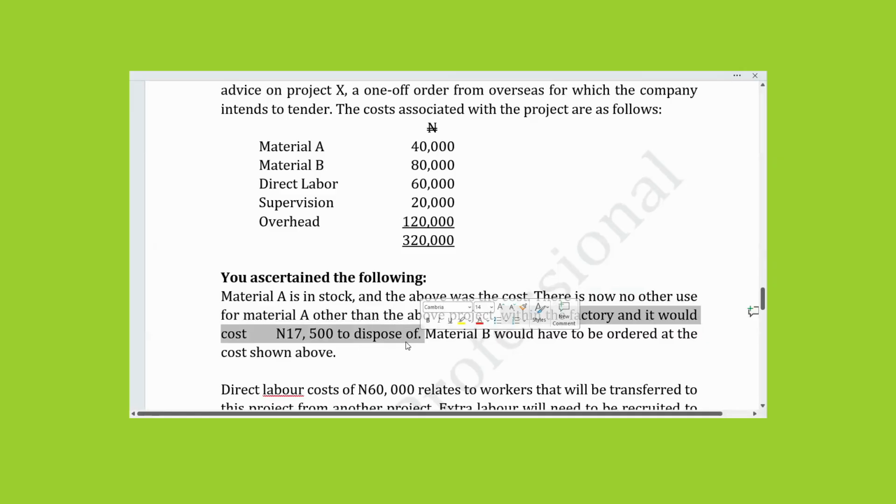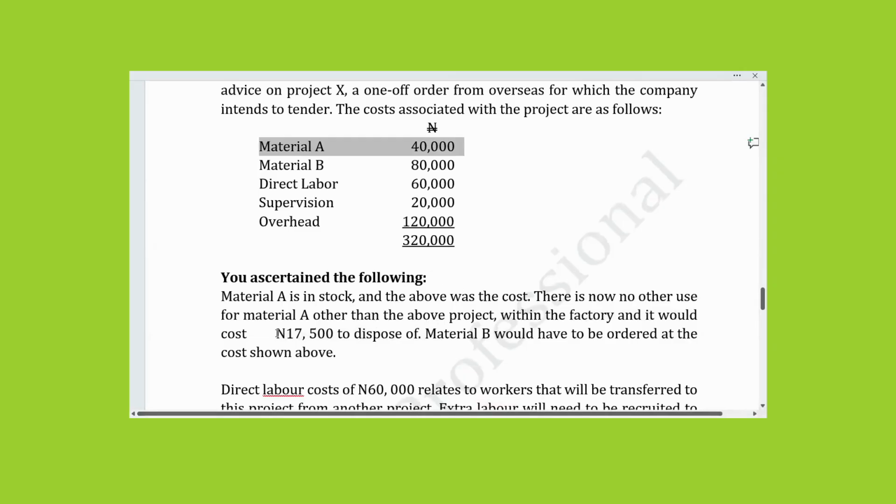It means that once you are given a disposal value and you are told that it will be disposed of, the historical cost is something you have nothing to do with. So what you are going to consider is the saving that will arise from the disposal of the material. In this case, we are told that this material A costs 40,000 naira, and there is no other use for the material A other than the above project, that is project X, within the factory, and it will cost 17,500 naira to dispose of.